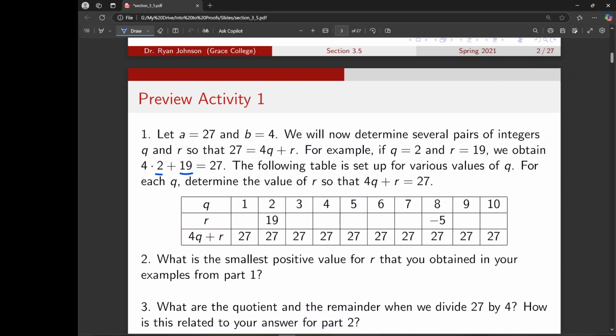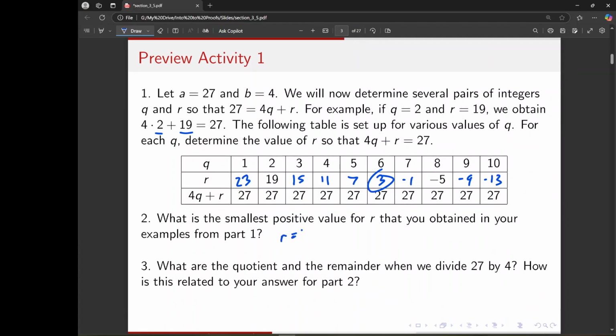So here, when q was 2, then r was 19. If q was 1, then you've got 23, because 23 plus 1 times 4 is 27. And then you might notice the pattern, it's going to be going down by 4s. So we go to 15, 11, 7, 3, negative 1, negative 5, negative 9, and negative 13. The smallest r is that guy right there. So r equals 3 is the smallest positive one.